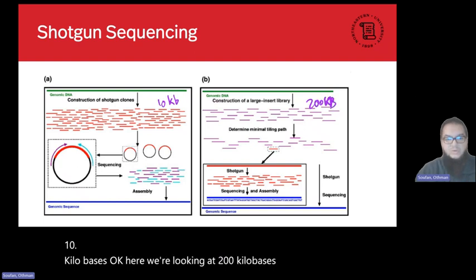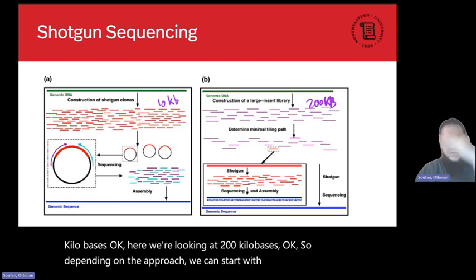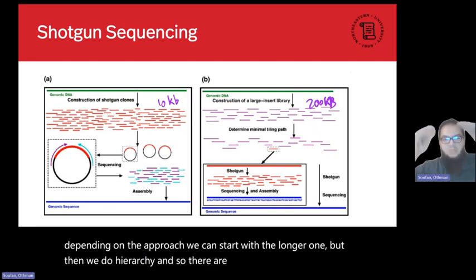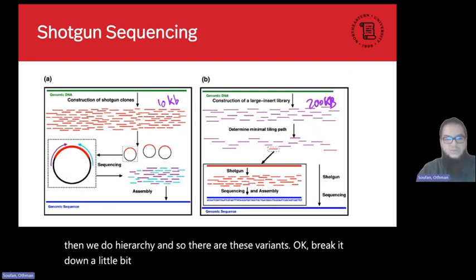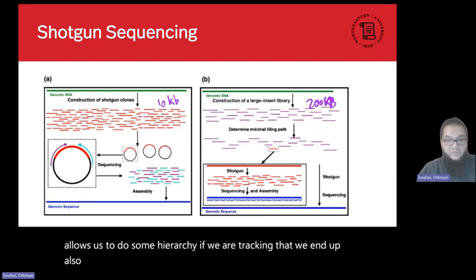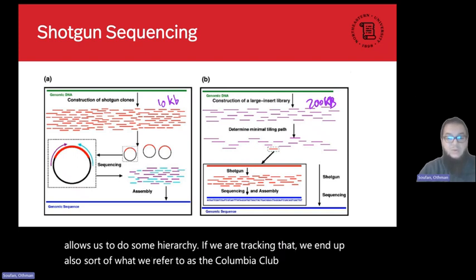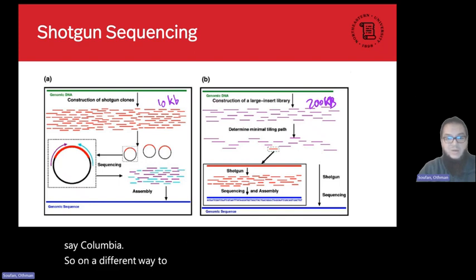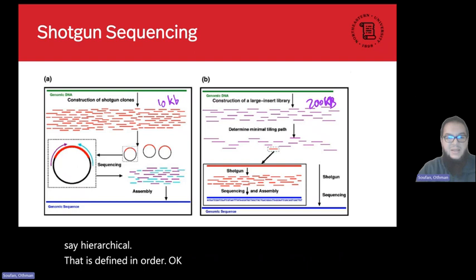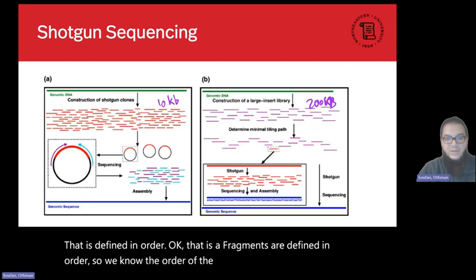So depending on the approach, we can start with the longer one, but then we do a hierarchy. There are these variants, where we break it down a little bit and then farther and so forth. That allows us to do some hierarchy, which is sort of what we refer to as clone by clone. And when I say hierarchical, that is defined in order, okay? That is, fragments are defined in order, so we know the order of the fragments based on that.